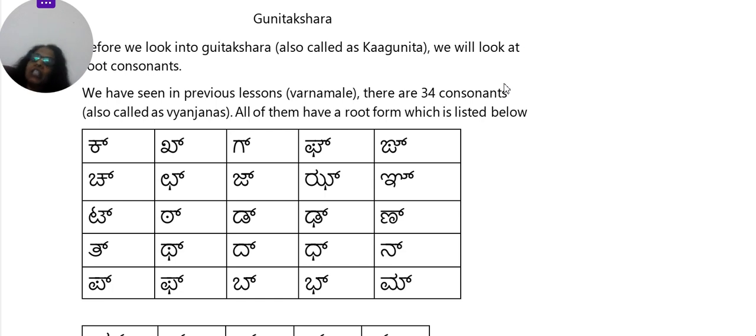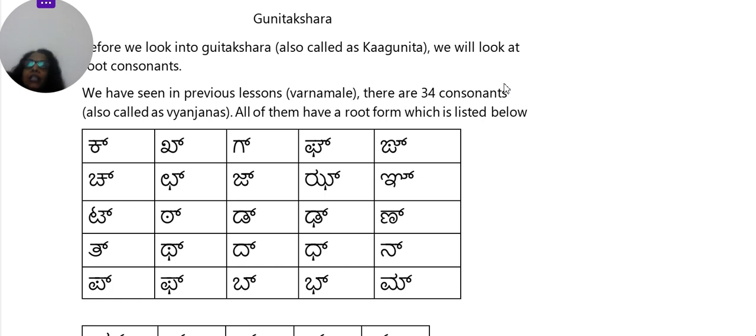What we have seen so far in the previous videos of Varnamale are all the different alphabets. There are 49 alphabets and we know that the alphabets are of two types, the vowels and consonants. Vowel is swara and consonant is vyanjana. And we also saw that there are 15 swaras and 34 vyanjanas. That is, 34 consonants are there in Kannada language.